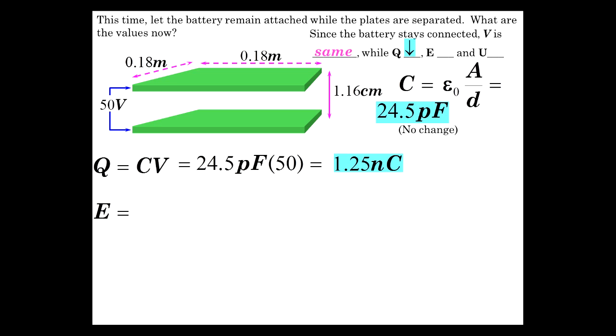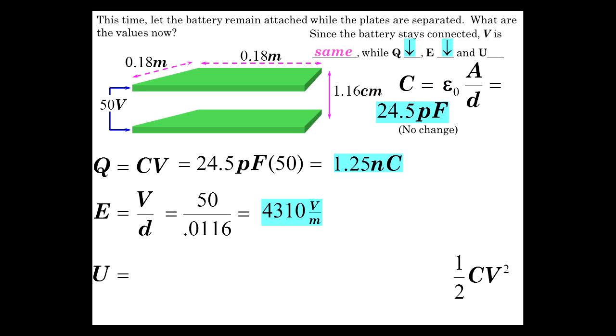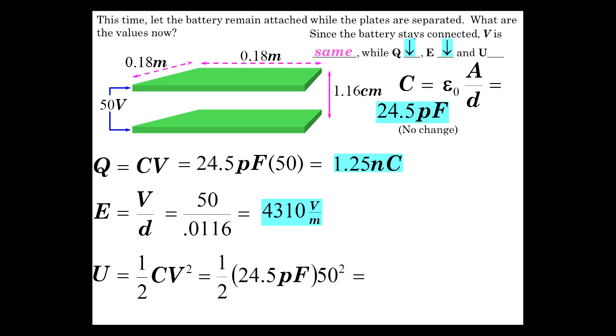How about the electric field? Well, it should follow. V over D. The V is what it originally was. The D is separated by twice. And so the electric field goes down. And finally, the U. 1/2 CV squared. We have the values here. The V, which is 50 squared, causes the potential energy to be considerably less than it was in the previous example. So that's how that works for keeping the power supply attached.